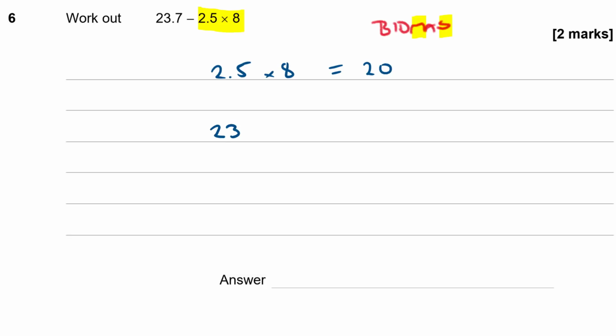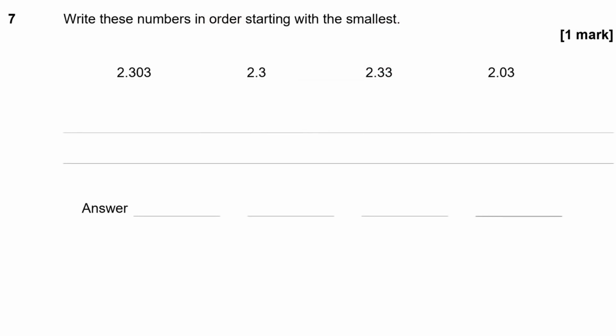And 23.7 subtract 20 then. Well, that's really easy. That's just 3.7. So that's my answer, 3.7. Question 7. Write these numbers in order starting with the smallest.